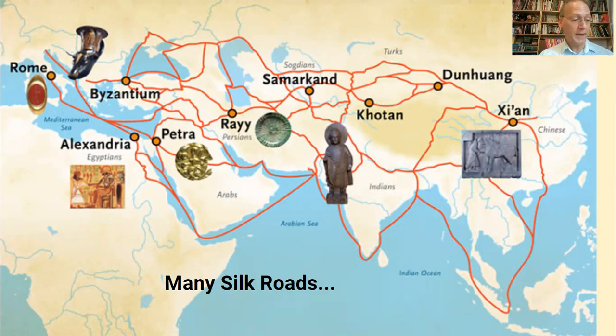Some ran overland across deserts, mountains, rivers, and plains, such as the most famous of the Silk Roads, connecting Xi'an over here in Western China, with Central Asia and beyond, all the way to Byzantium, Rome, Venice, and then, as we saw last week, Western Africa and Western Europe.